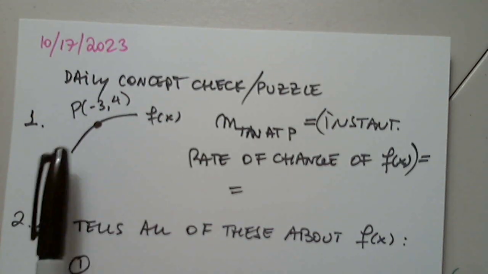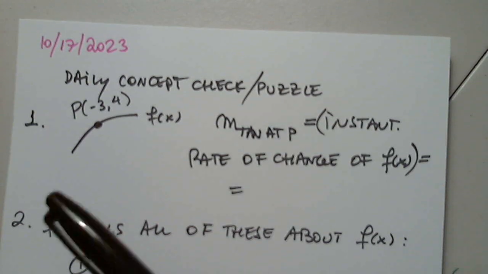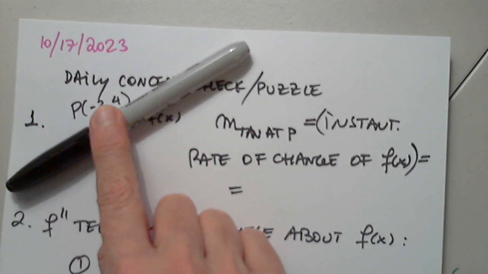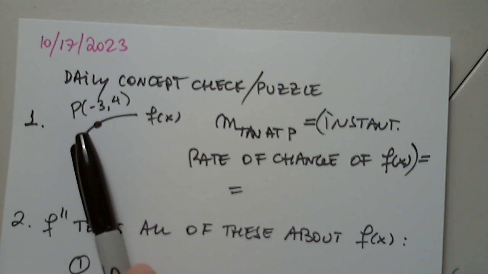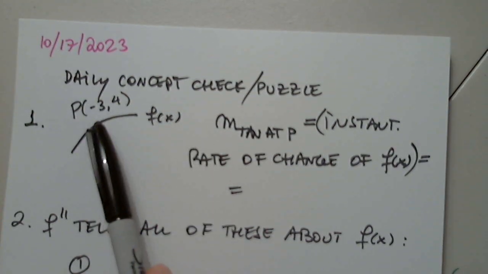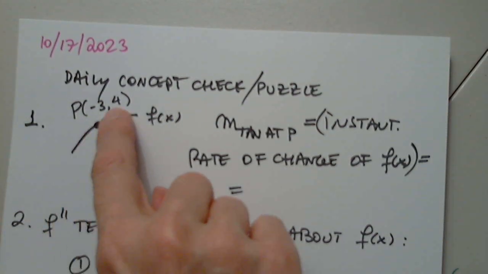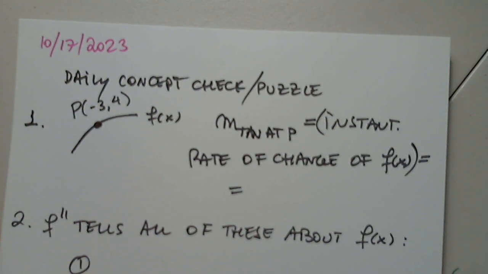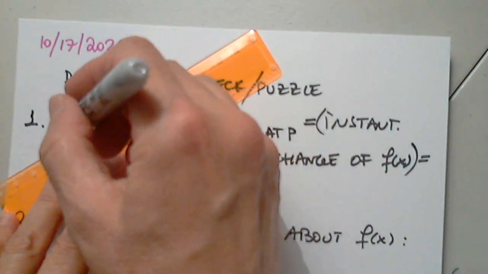So we have a function, we have a point, and we are asked to find the slope of the tangent line, this tangent line here, at the point P, negative 3 comma 4. What will that be? How do we determine the slope of the tangent line to the graph of this function at that point, or the instantaneous rate of change?